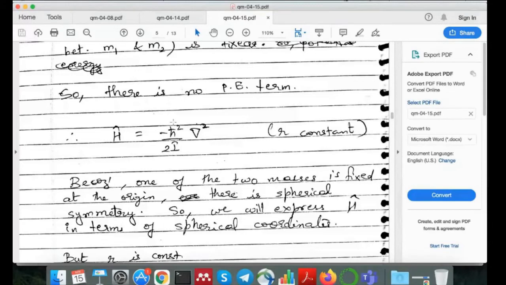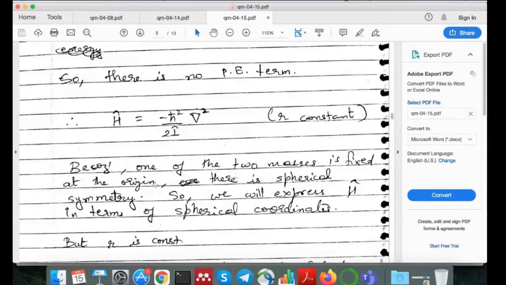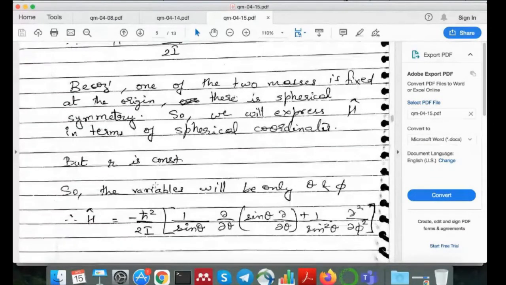And so we will express this Hamiltonian, which is right now written in terms of Cartesian coordinates, in terms of spherical coordinates. And remember that r is still fixed. So the only two variables that we have to consider in the spherical coordinates are the angular variables, theta and phi.